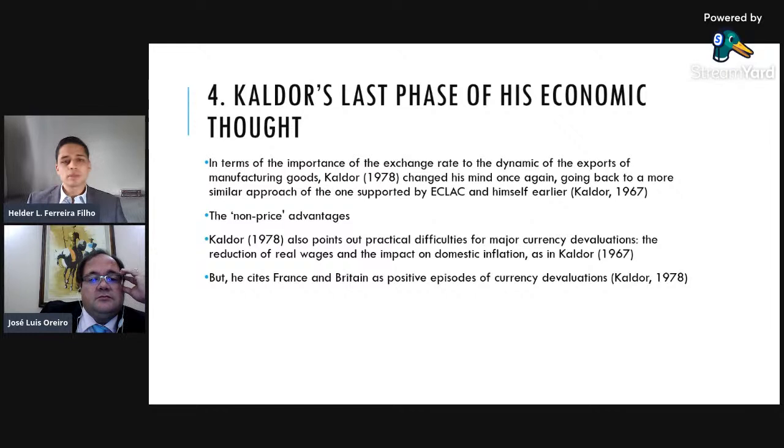In terms of the importance of the exchange rate, he goes back in the later stages of his career to a more skeptical view, like we saw before, and supported by ECLAC. For him, there were non-price advantages and not only price advantages. So he presents two practical difficulties for major currency devaluations, like the reduction of real wages and the impact on domestic inflation.